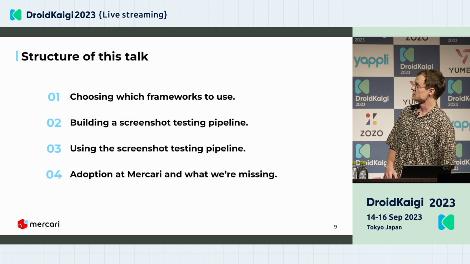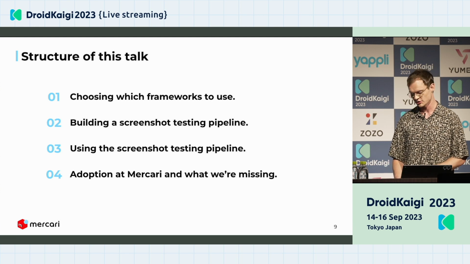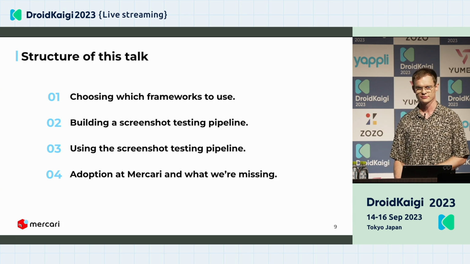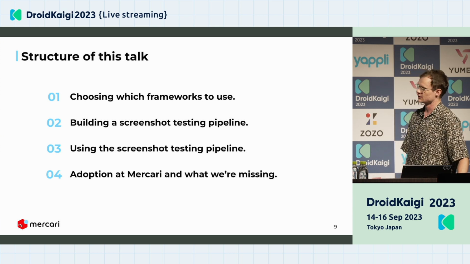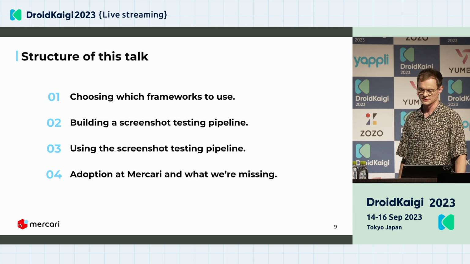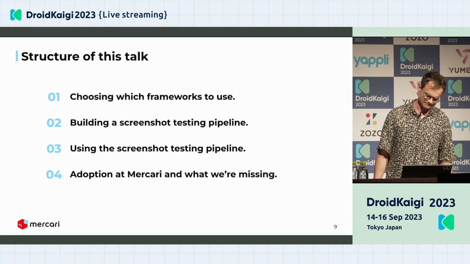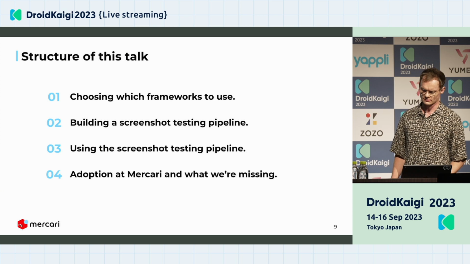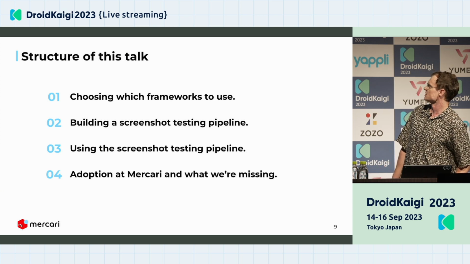We'll then talk about how to set up the actual CI/CD pipeline that's necessary for these screenshot tests to run as a pre-merge workflow for each pull request. And then when that is done, we can write some test cases and use screenshot tests to verify our UI code. And finally, I want to talk a little bit about our current state of adoption and some things that we're still missing.